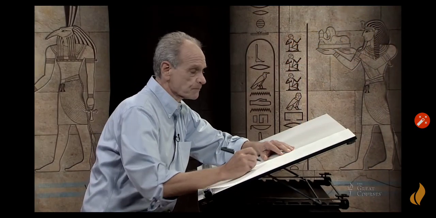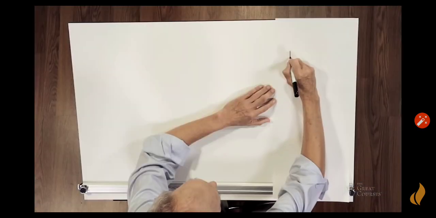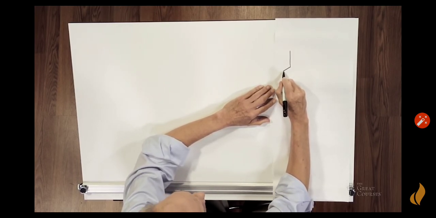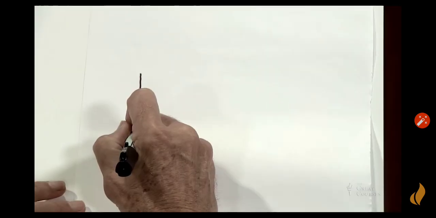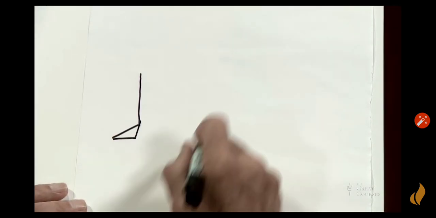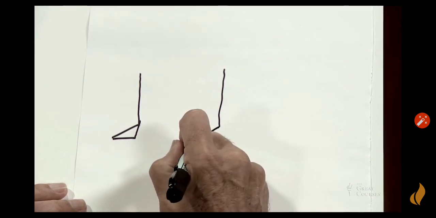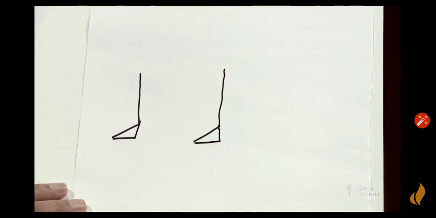B is a foot. Start with a line down. Then you're just going to need a triangle coming over here. Come back, and then you've got the back of the foot. B. Line down, triangle, come back, and bring it down, and you've got a foot. It's very stylized.